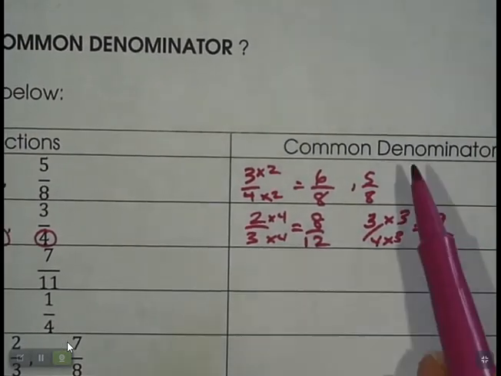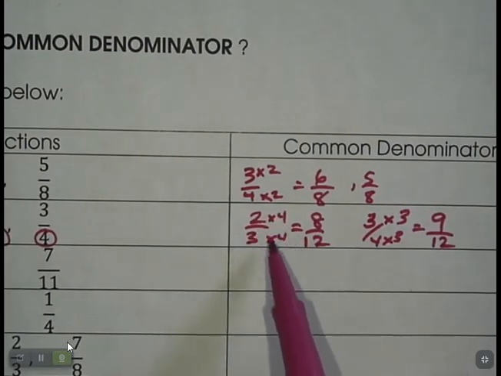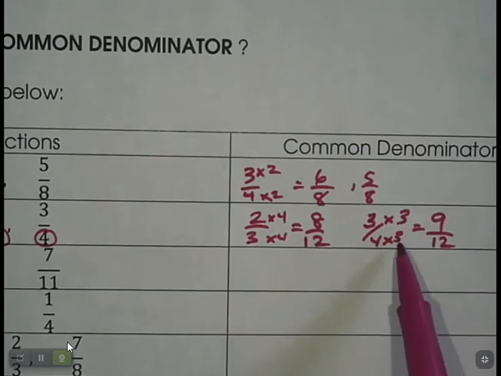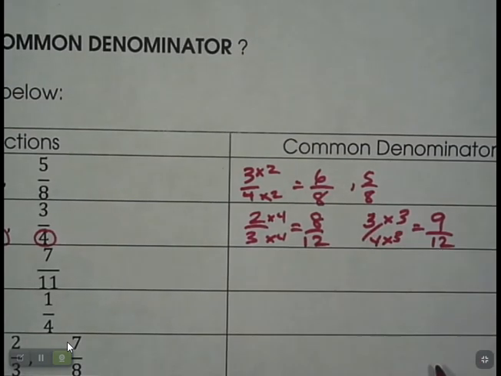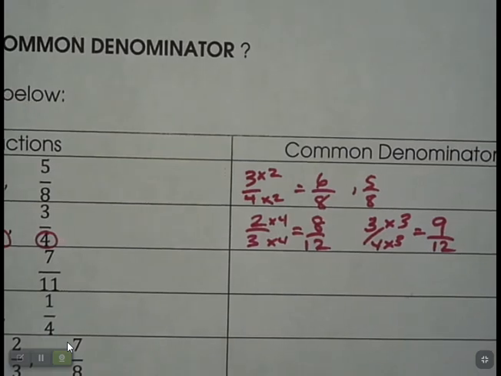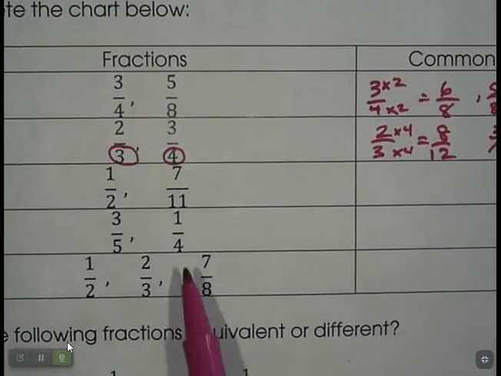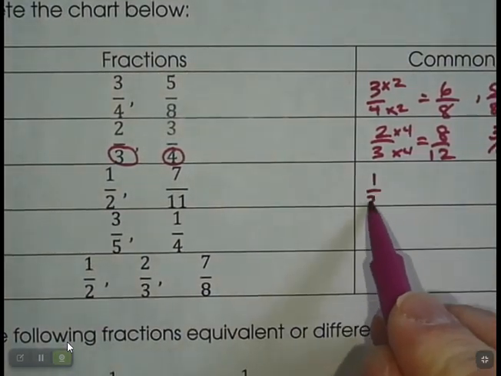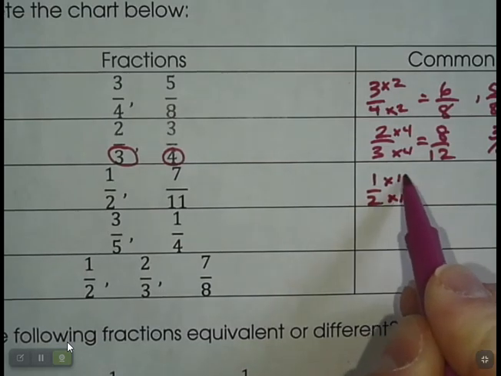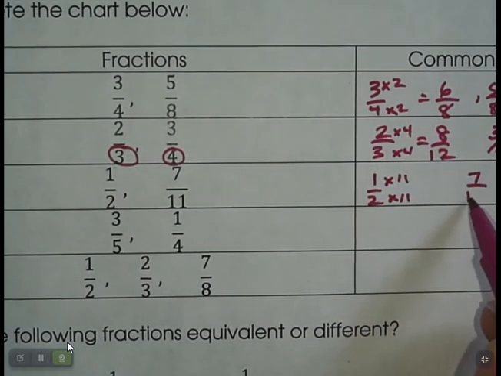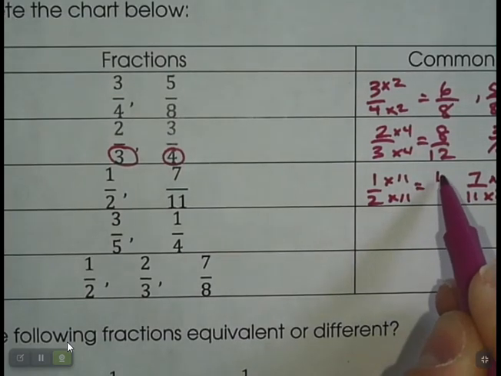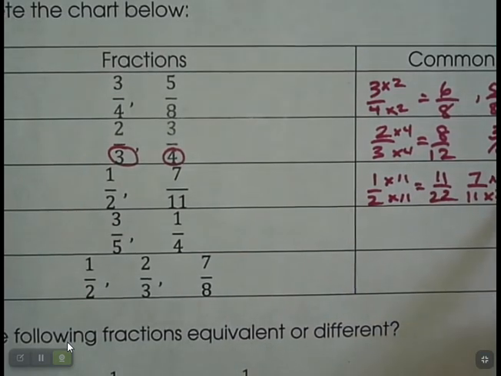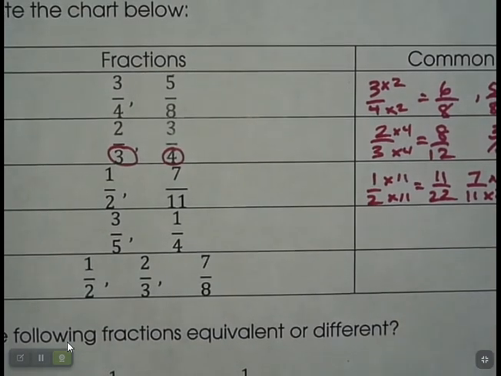All right, so here I had to multiply these ones by 4 to make it 12, and I had to multiply these ones by 3 to make the bottom 12. Okay. All right. Same thing here. I may have to multiply this one by 11, and I might have to multiply this one by 2 to get them to 22. All right, and then we can put them together.